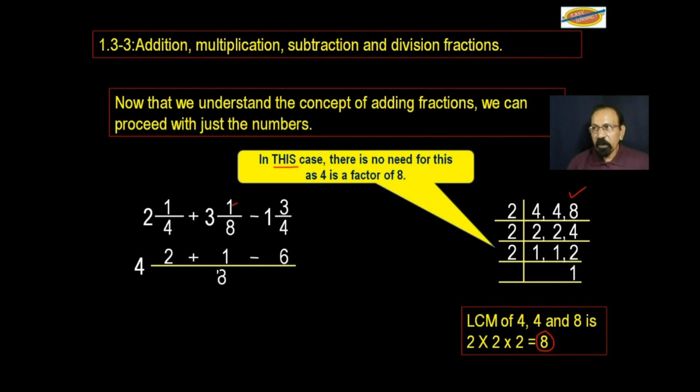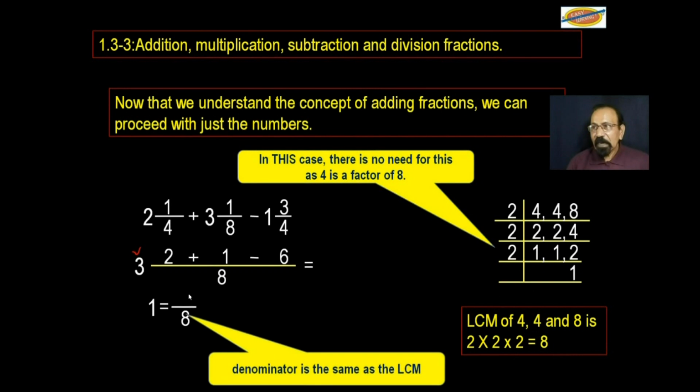But we have a whole number here. So obviously, we can't subtract 6 from 3. So we will take 1 from that whole number there, which will leave us with 3. But that 1 that we took from there is actually 8 eighths.